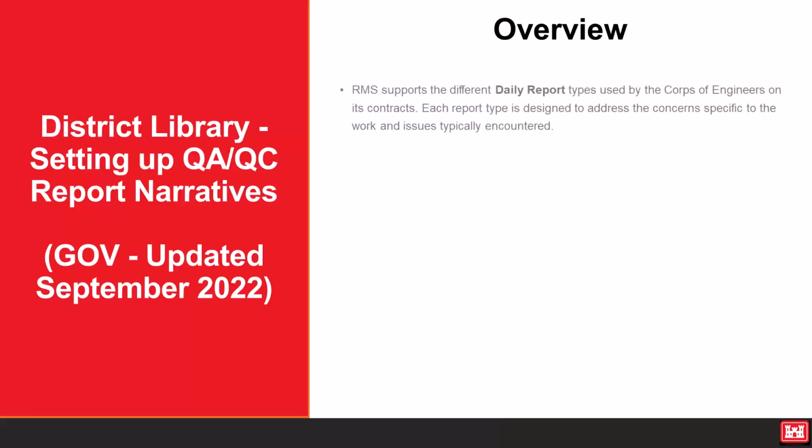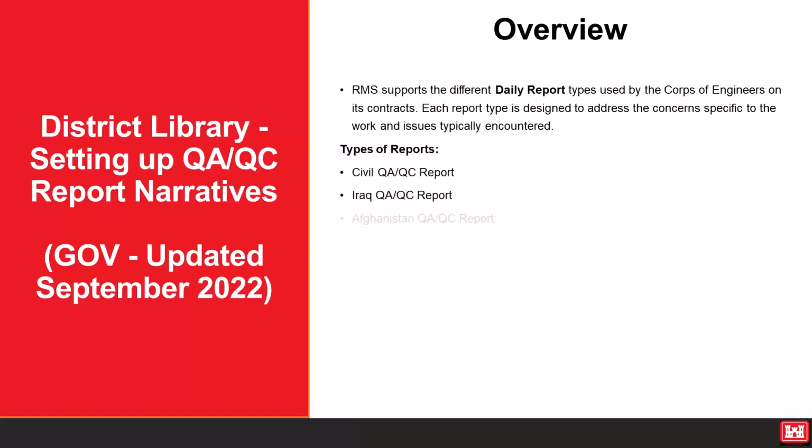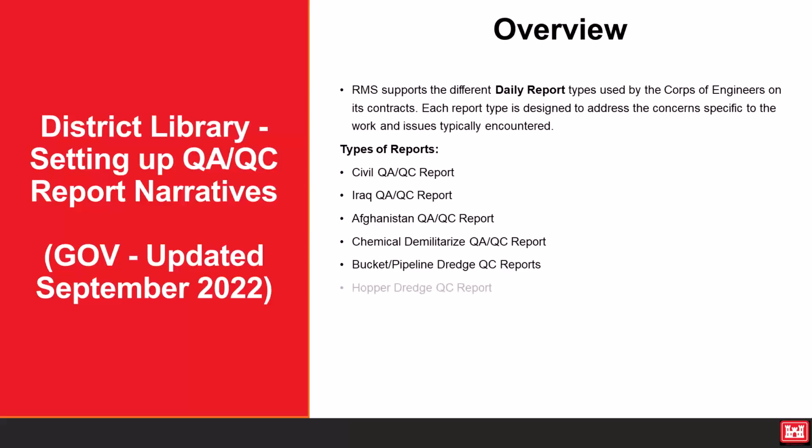Now let's get started. RMS supports the different daily report types used in the Corps of Engineers on its contracts. Each report type is designed to address the concerns specific to the work and issues typically encountered. The types of reports include Civil QA/QC, Iraq QA/QC, Afghanistan QA/QC, Chemical Demilitarized QA/QC, Bucket Pipeline Dredge QC, Hopper Dredge QC, and Sidecaster Dredge QC.